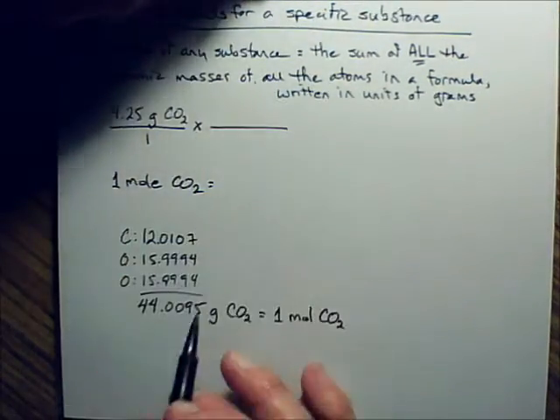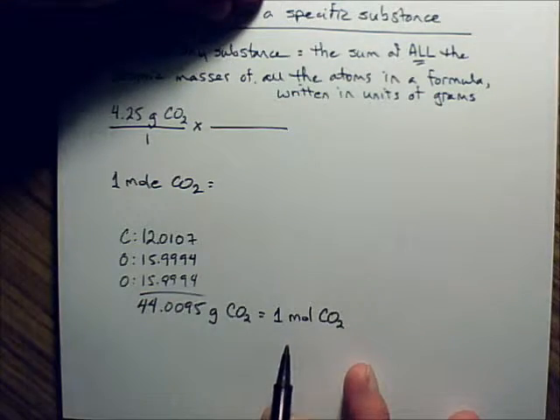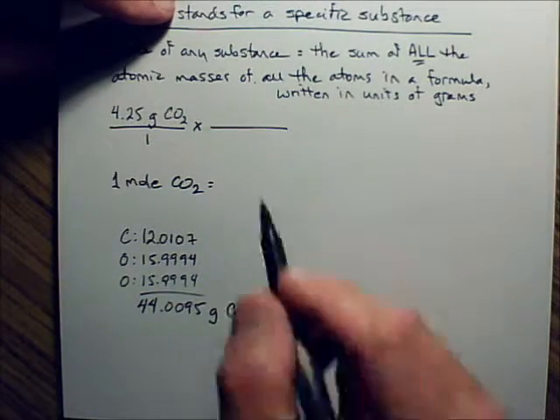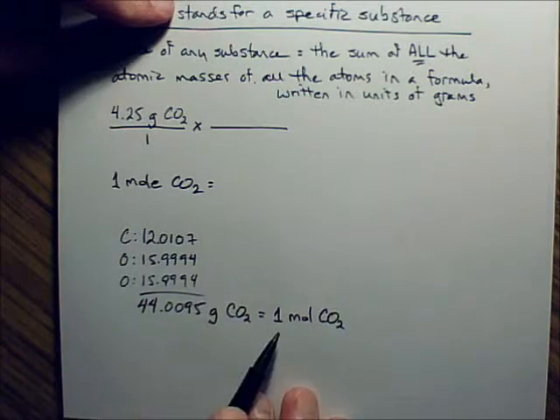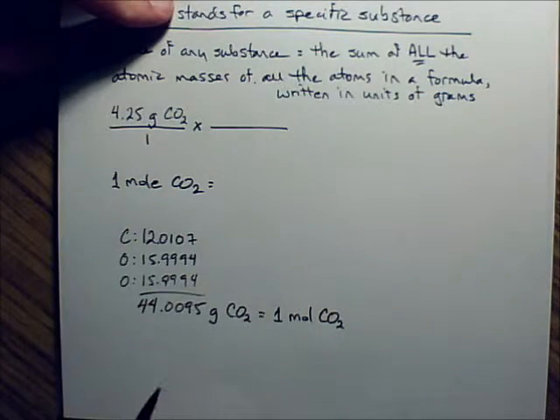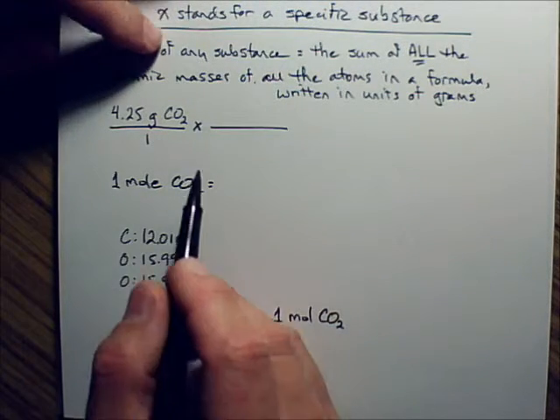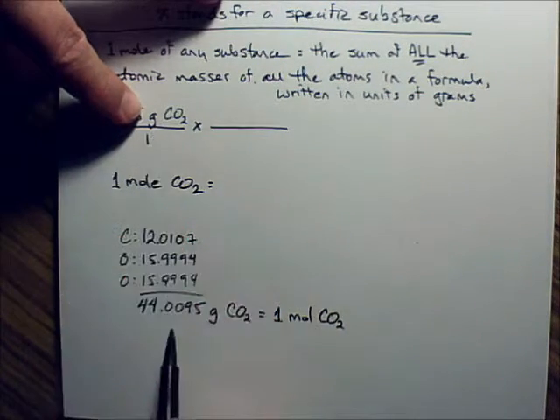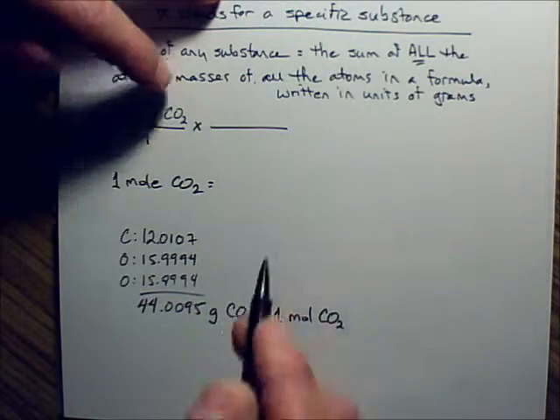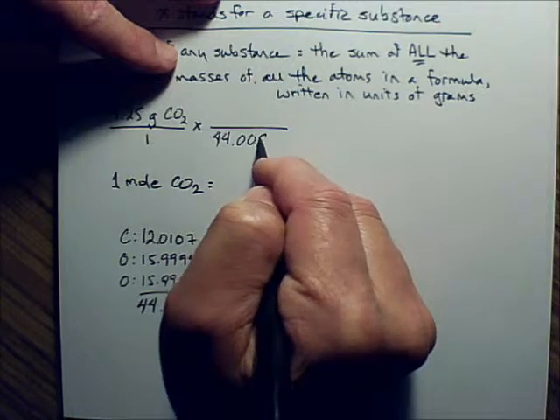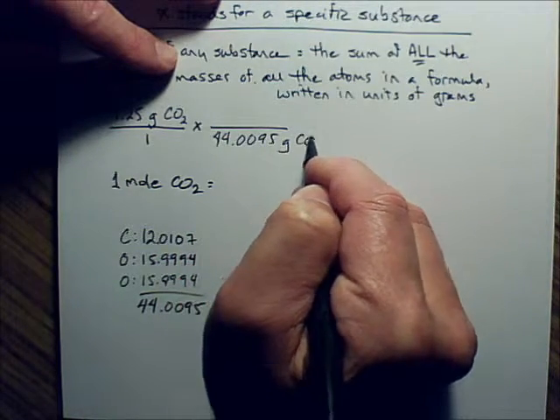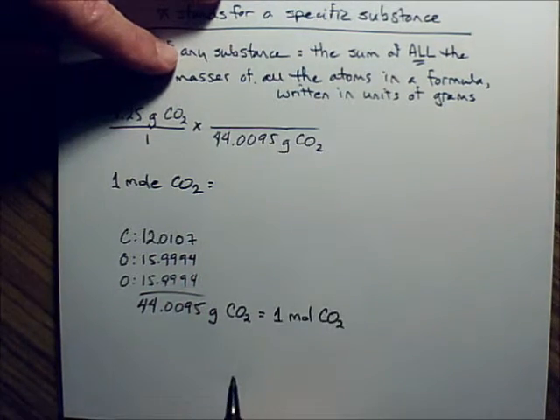Okay. So now we have an equality statement. James, here's your equality statement to build that conversion unit. What part of this equality statement am I going to put on the bottom here? Nope. I need to have what matches the units and species on the bottom. 44.0095 grams of carbon dioxide has to go on the bottom.